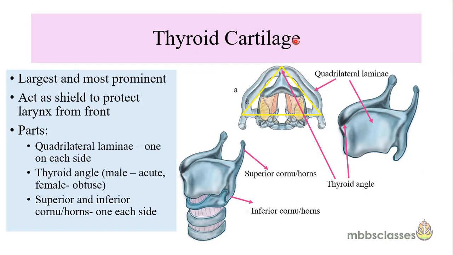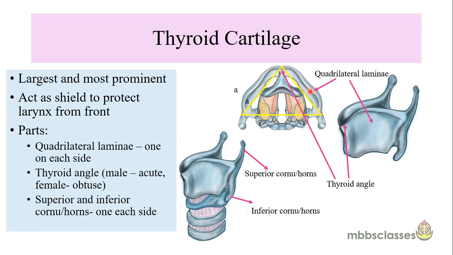So coming to the individual cartilages, let's start with the thyroid cartilage. The thyroid cartilage is the largest and the most prominent among the laryngeal cartilages, and it acts as a shield to protect the larynx from the front. We can see here, this is the thyroid cartilage, and here the thyroid cartilage is shown alone. It covers the larynx from all aspects except the posterior. So it covers the larynx from the anterior and the lateral sides, and forms a shield that protects the larynx from the front.